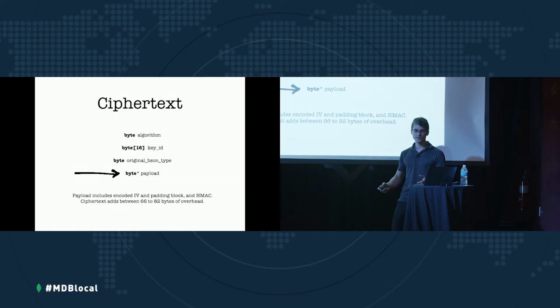And the payload itself, since this includes the IV, the HMAC, and is padded to the 256-bit block, can introduce up to 66 to 82 bytes of overhead, which might be non-trivial, especially if you're encrypting small values like int32s.